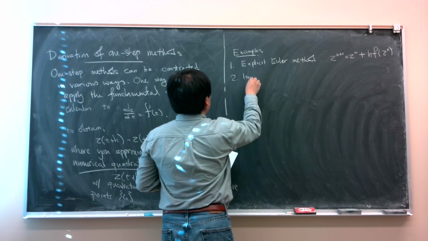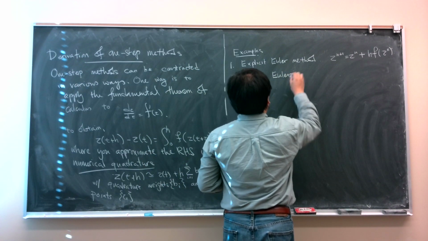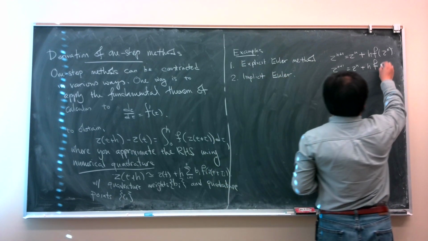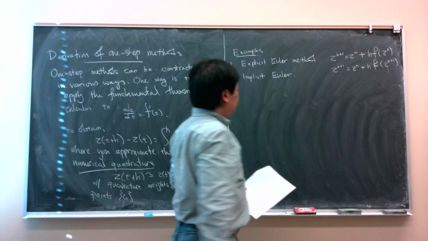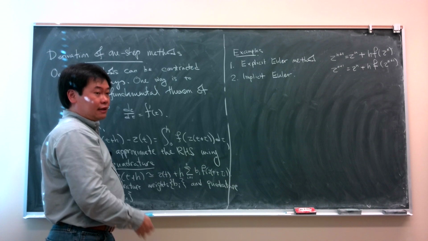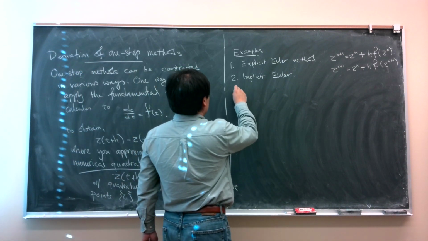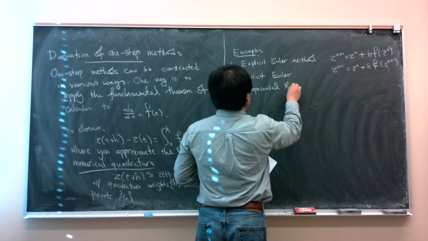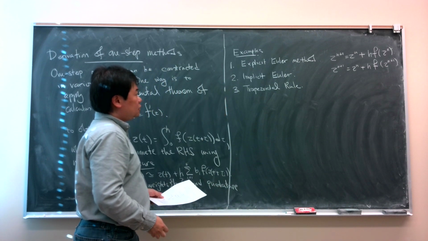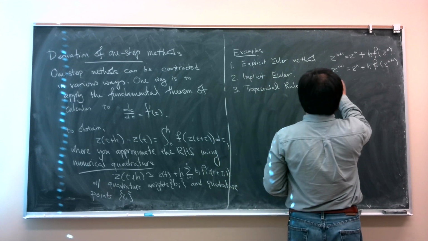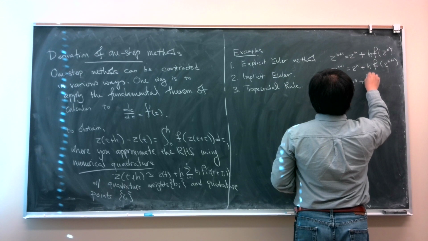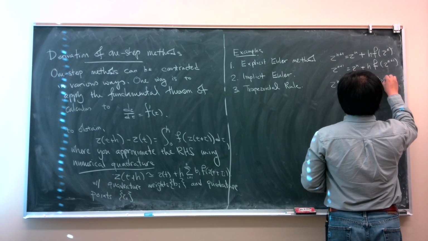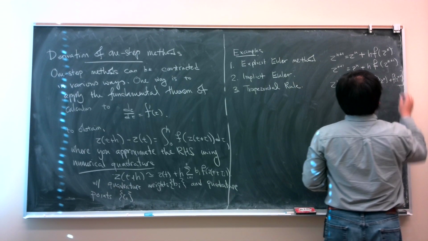The second example is what is called implicit Euler. It's very similar, except that now the vector field is evaluated at the right endpoint, so z_{n+1}. This is again what you get when you replace the integral by evaluating the integrand at the right endpoint multiplied by the length of the interval. The third possibility is the trapezoidal rule. As the name implies, this is what you would obtain if you were to use the trapezoidal approximation of the integral. So z_{n+1} is equal to z_n plus the average of the integrands at the two endpoints, again multiplied by the length of the interval.